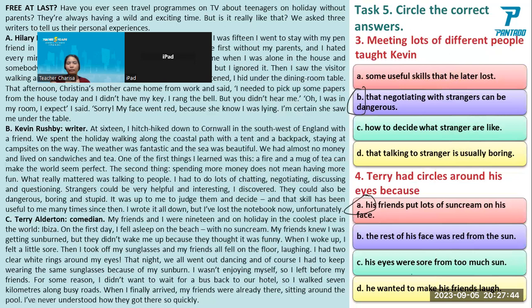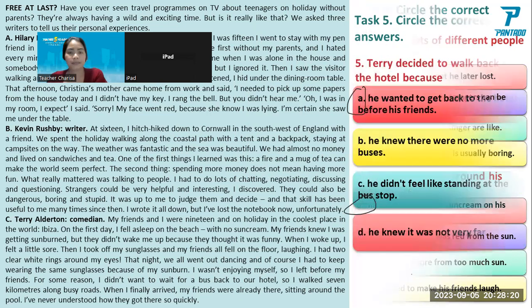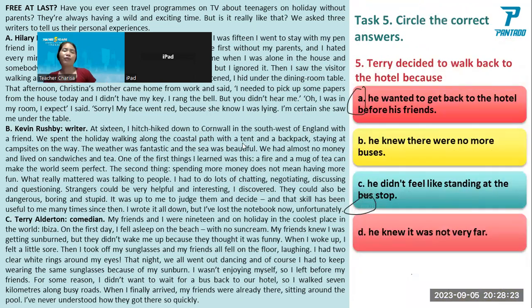Okay, let's check. Oh, so letter number three is meeting lots of different people, thought Kevin. How to decide what strangers are like. Okay. Because you're meeting different people, right? That is already strangers. Okay, Terry had circles around his eyes because what is that? The rest of his face was red from the sun. Okay, so let's move on to number five.